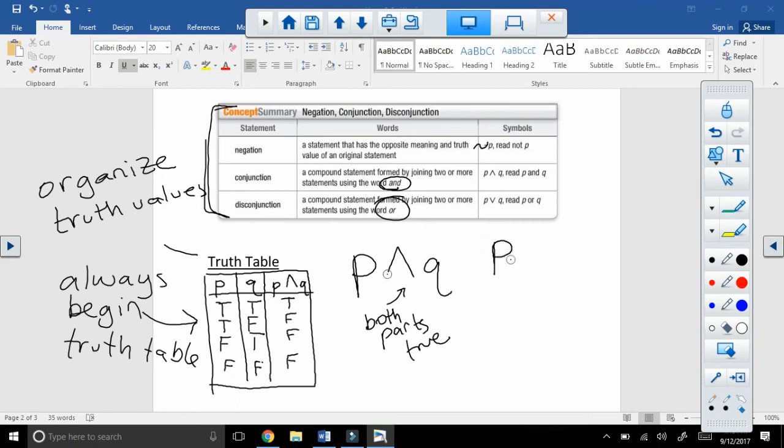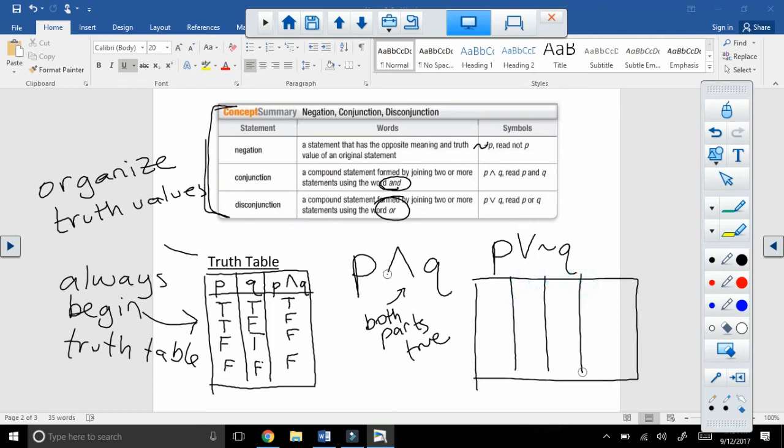Let's say I want to have P or the negation of Q. So I'm going to start this truth table out the exact same way as the other one, except now instead of having 3 columns, I need 4, because I need to add in a column for this negation of Q. So I'm going to have P, I'm going to have Q, I need to now negate Q, and then this last one is my final answer column. So P or the negation of Q.